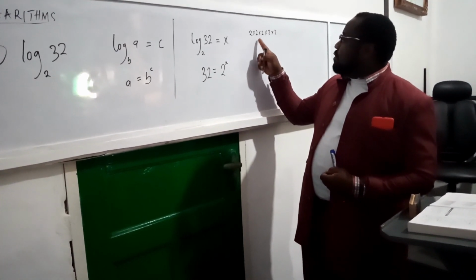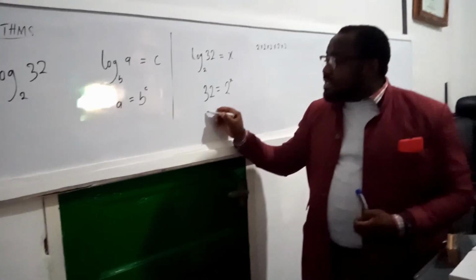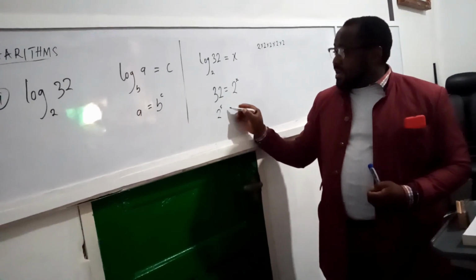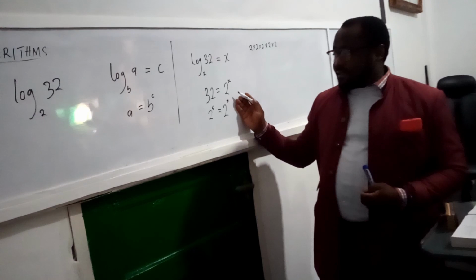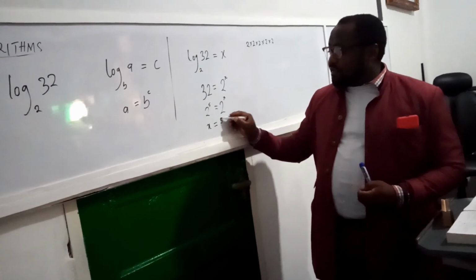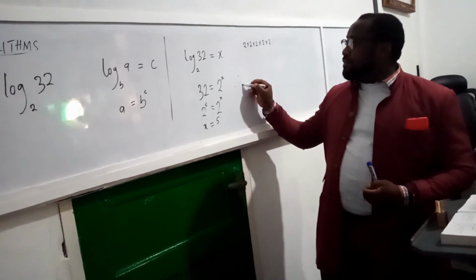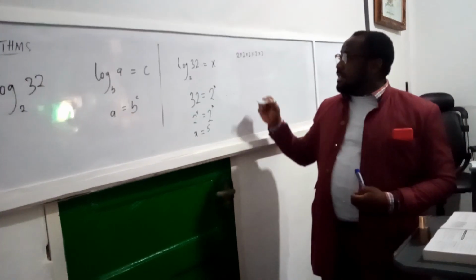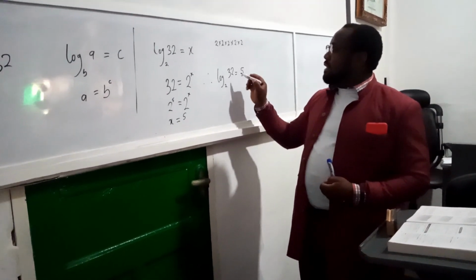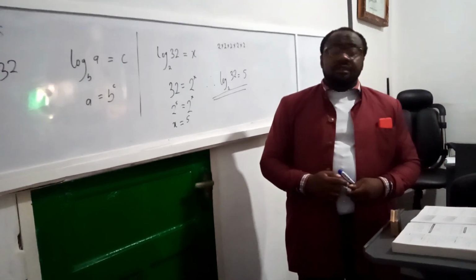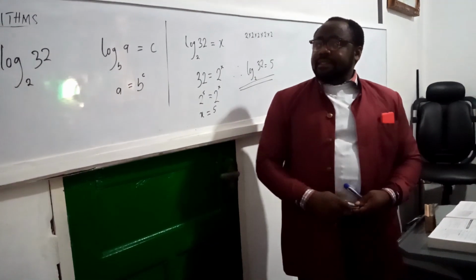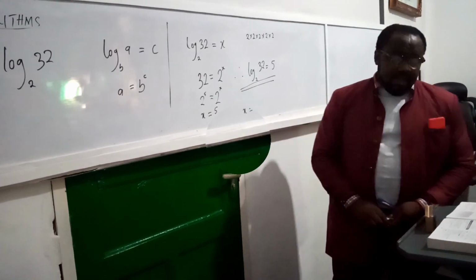So how many 2's did we get? 1, 2, 3, 4, 5. So 32 can be written as 2 to the power of 5. And we say that it is equal to 2 to the power x. So if 2 to the power 5 is equal to 2 to the power x, then x is equal to 5. Therefore, log of 32 base 2 is equal to 5. Simple. When you are given a question like this, apply this principle, which is the main rule in logarithms, and you'll be able to find your answer.